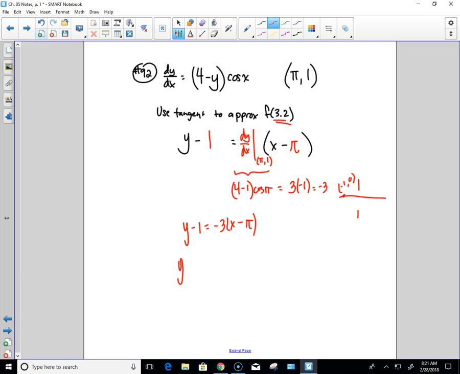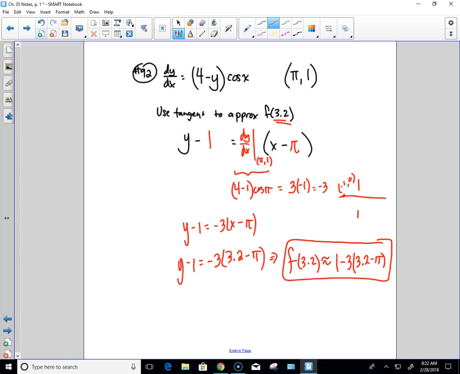So y minus 1 is equal to negative 3 times 3.2 minus pi, which means, ready? f of 3.2 is approximately 1 minus 3 times 3.2 minus pi. Why am I stopping? I don't need to simplify an FRQ ever, not when it comes to numbers. So the cool thing is all I had to do was get y by itself by adding the 1, and then I say, sweet, that's my approximation for this.